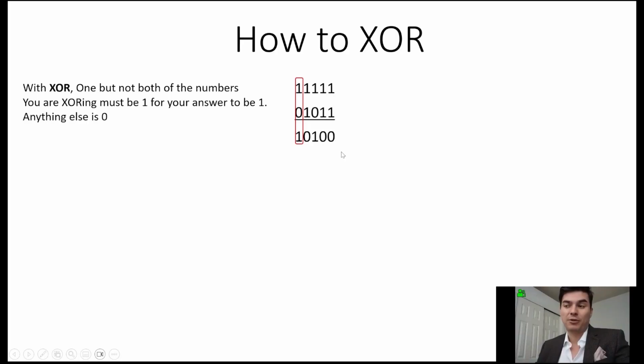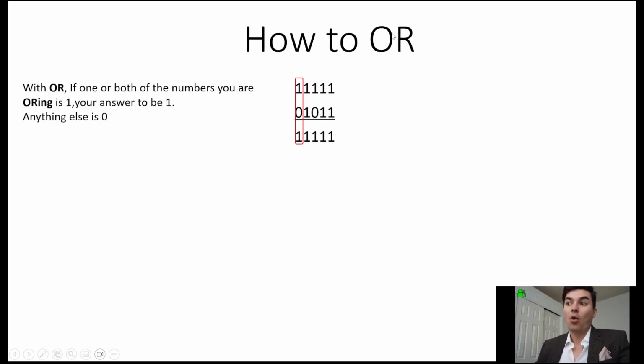You need to be very careful when you're reading any sort of question, because if it says XOR, then you're going to have to perform it this way. If it says OR, then you just need to pay attention, because with a 1 and a 0, it still carries down, and with a 1 and a 1, it still carries down to a 1. So if one or both of the numbers you're ORing is 1, then your answer is 1. If they're both zeros, then it carries down to a 0. So with OR, you just need one of the two lines to be a 1, and it'll carry down. If they're both 1s, it carries down to a 1.